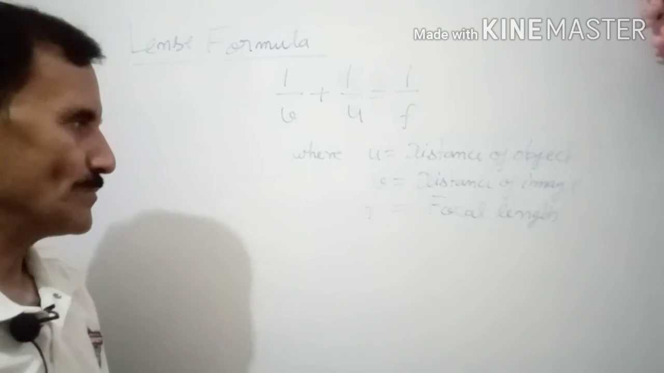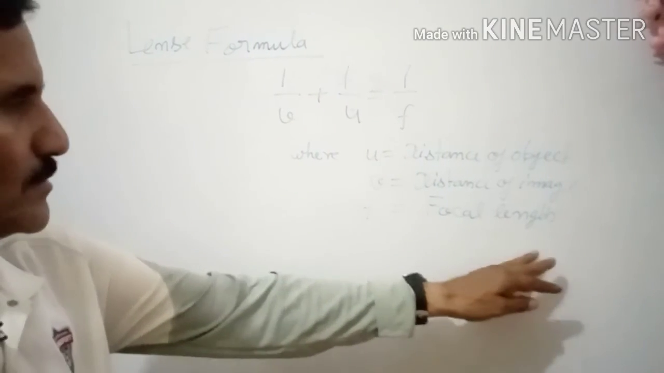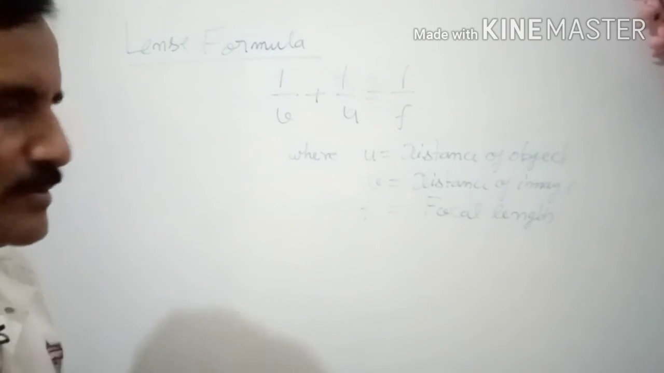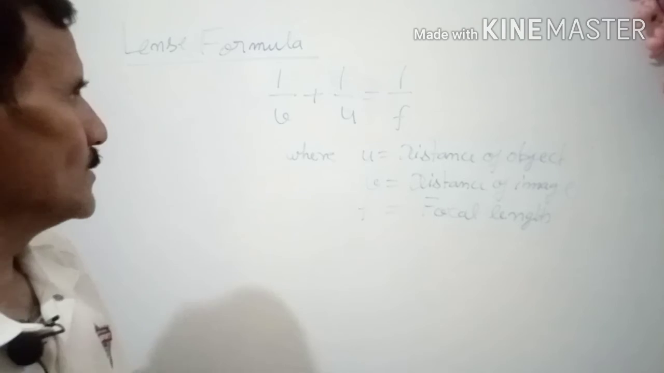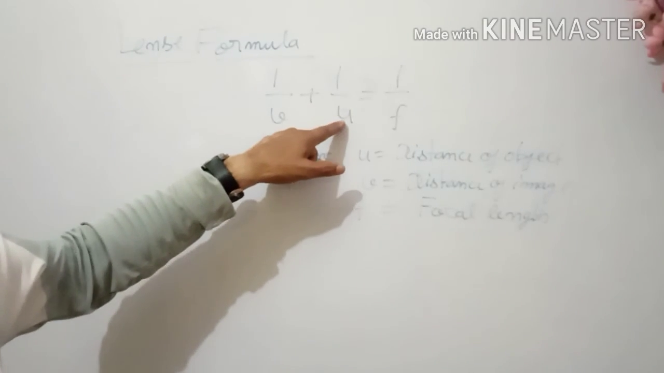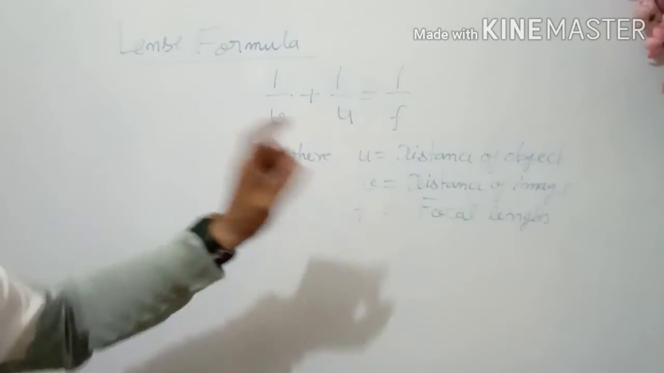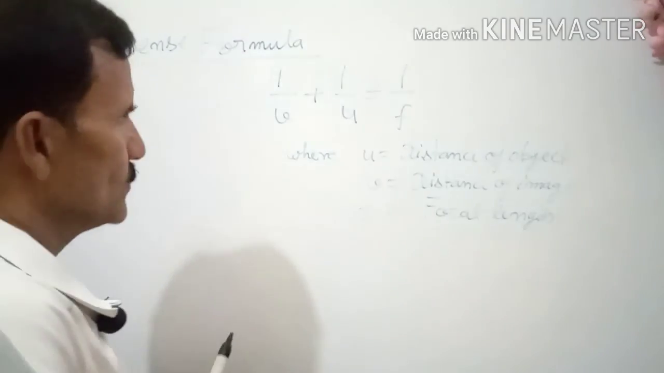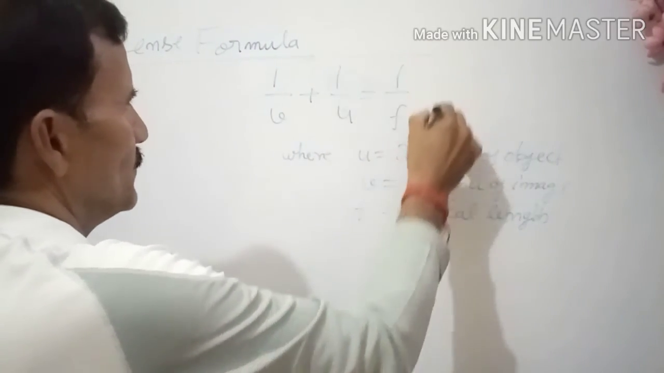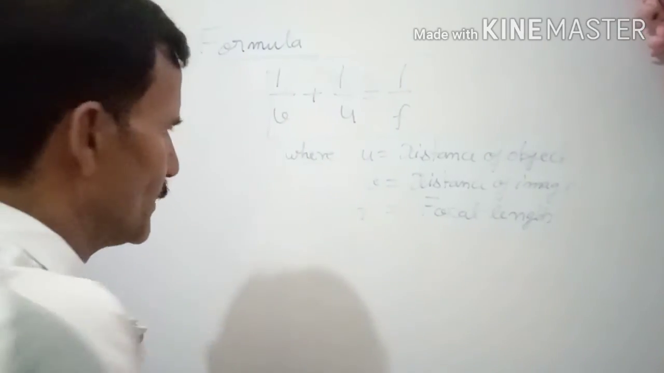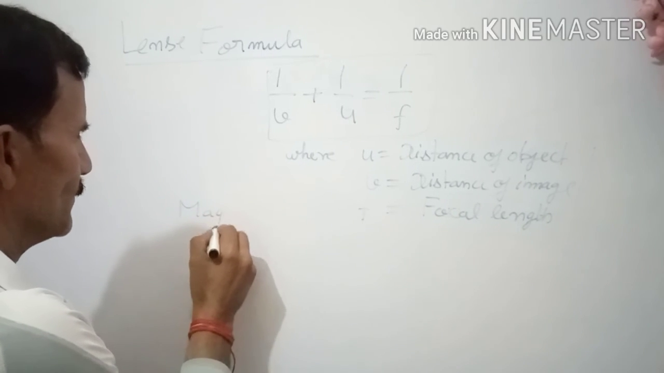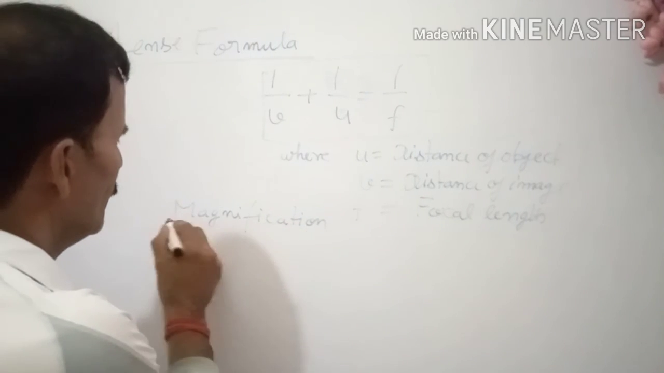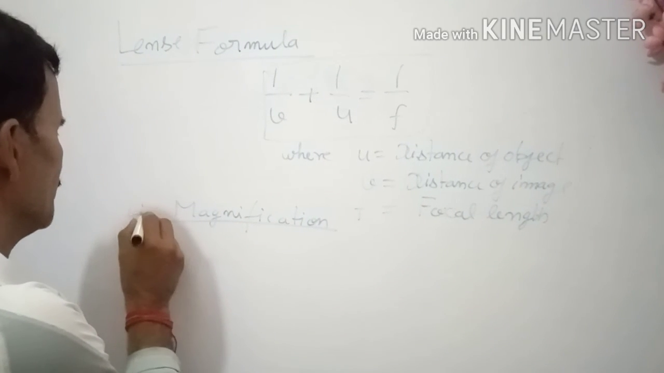Okay, it was after, so positive, and for concave it was before, so negative. So whenever you are using this formula, use the sign convention. So F will be taken positive for the convex lens and negative for the concave lens. Here also you are having magnification, and no doubt here also we are having linear magnification only.